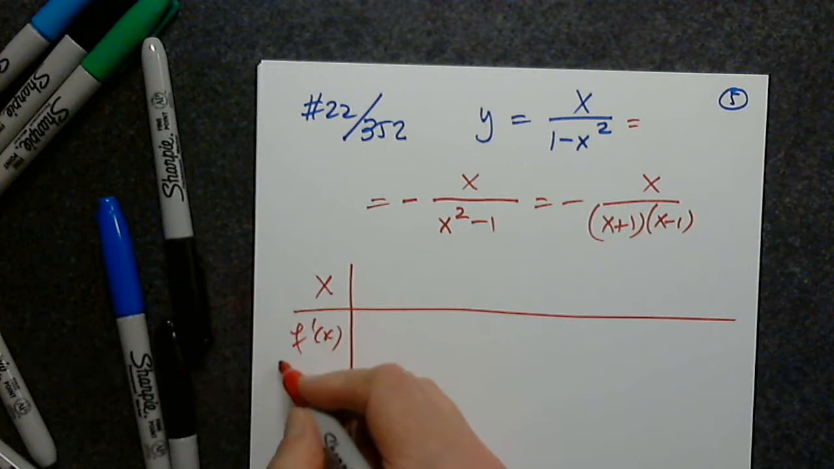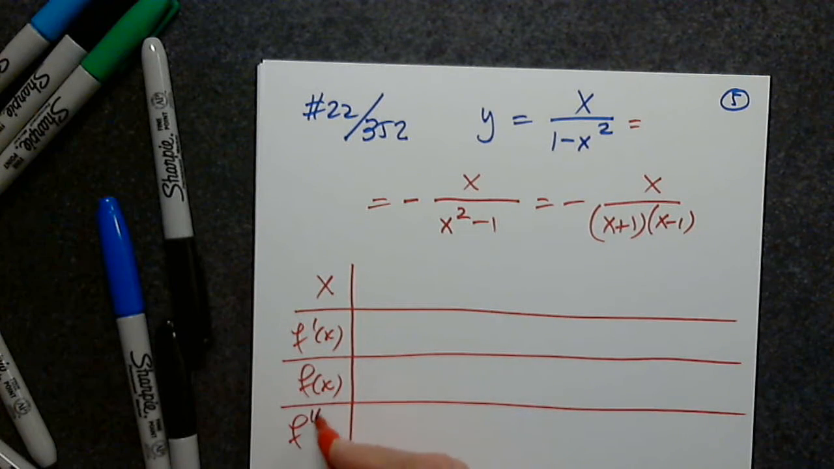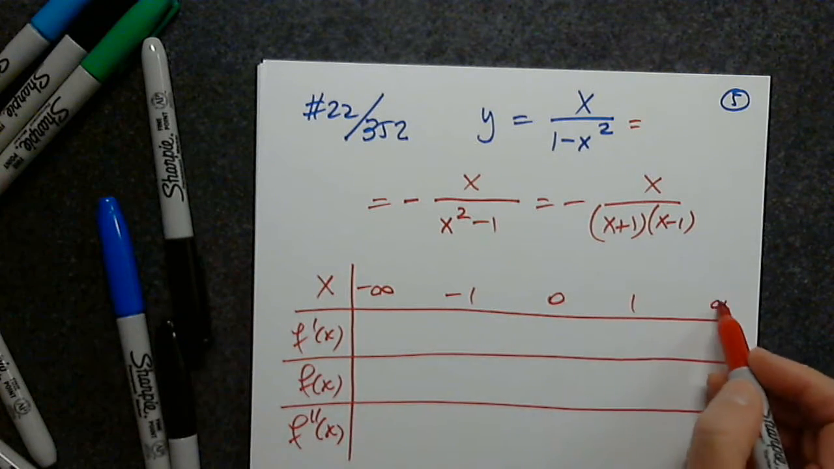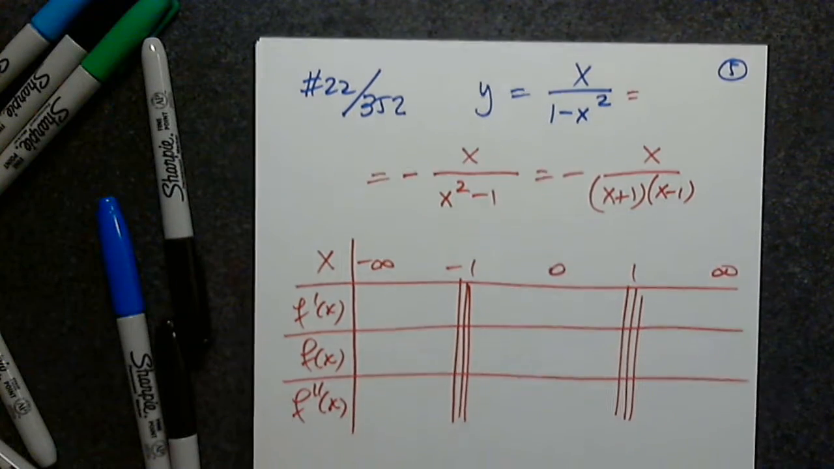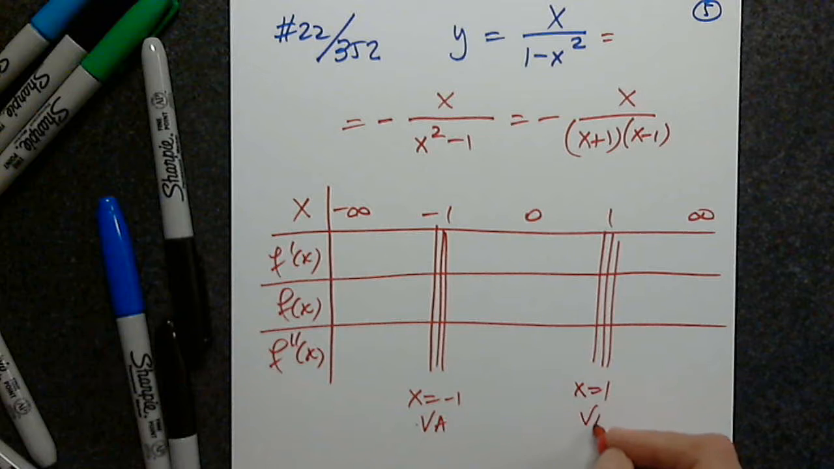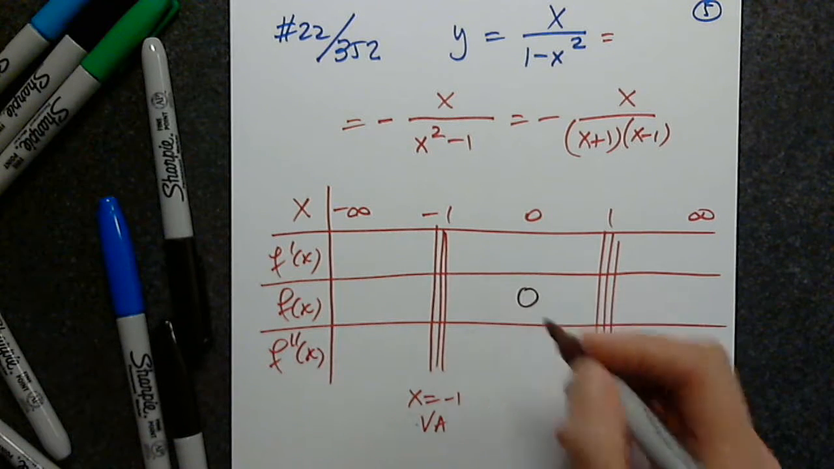I will have f prime, f of x, and f double prime. I know that this function is not defined at 1 and negative 1. And if the function is not defined at 1 and negative 1, its derivatives cannot be defined there. So I will write immediately negative 1 is a VA and 1 is a VA. Is this okay so far? Yes? I can also say that this must be 0.